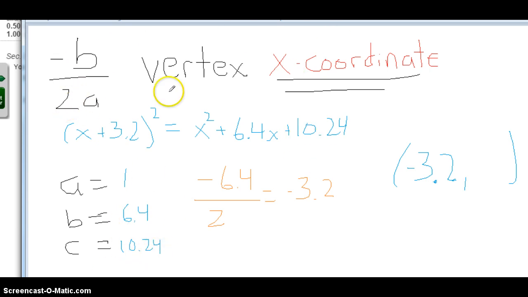Use that same formula we've been using to find the vertex. Negative b over 2a is going to be negative 6.4 over 2 times 1, so just over 2. And you divide that, you're going to get negative 3.2. That's your x coordinate. You got to plug it back in to get the y. Well, you can plug it back in here if you want. If you plug in the negative 3.2 in there, you should get a 0.